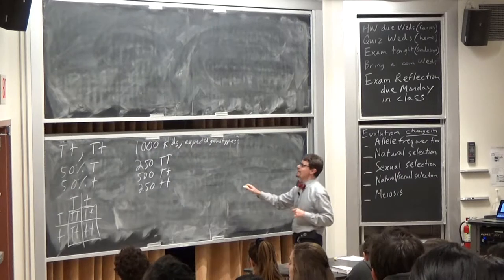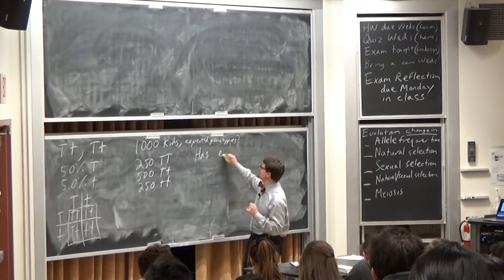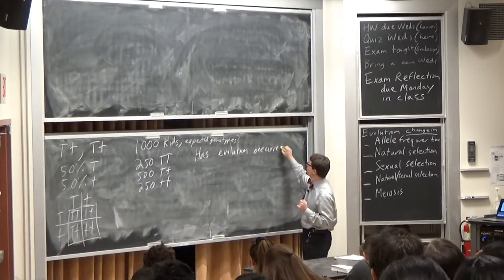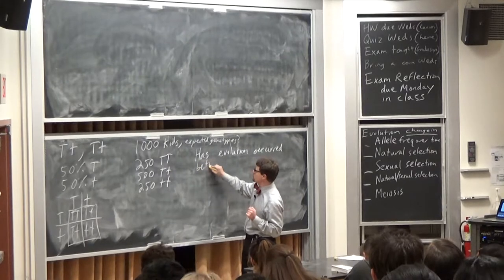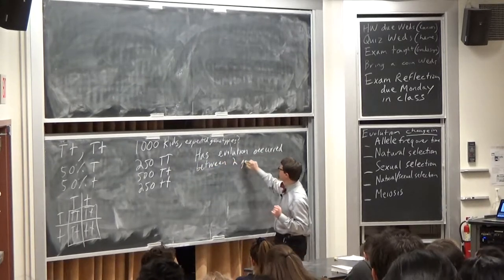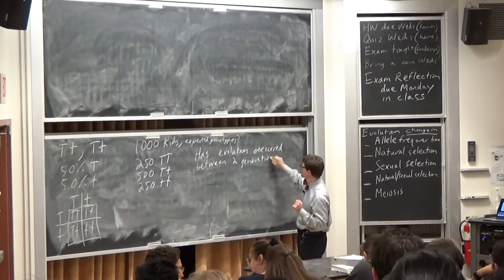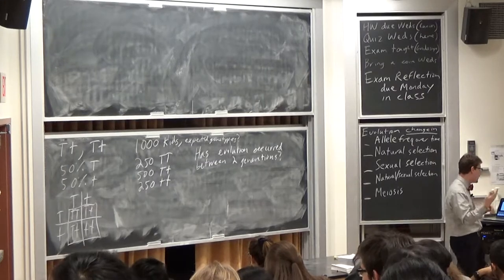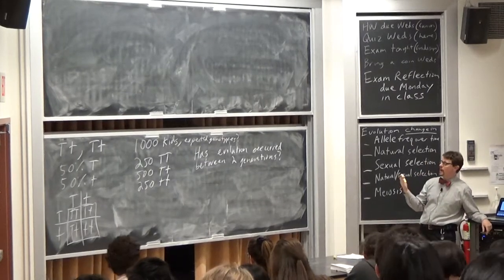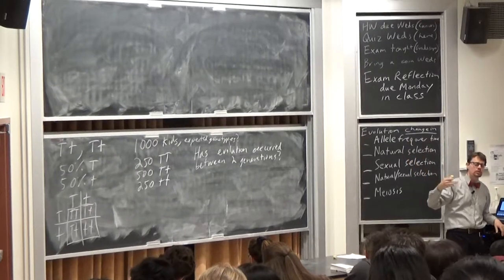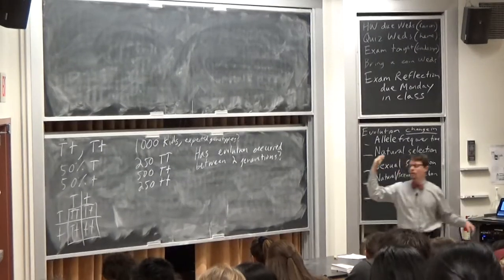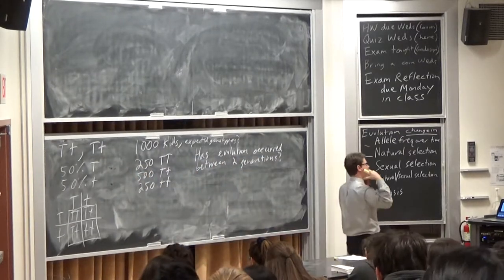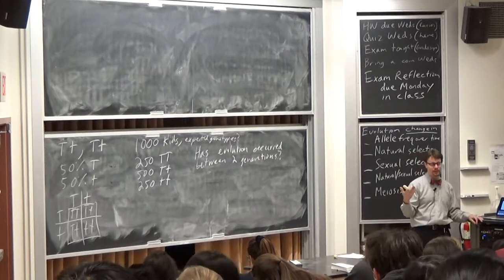Next question is, has evolution occurred between these two generations? So, for this one, let's take like 3-4 minutes, talk with whoever's around you, think about the definition of evolution, which is a change in allele frequency over time. Think about our allele frequencies in the original generation and our allele frequencies in the next generation, and whether or not the frequency of alleles has changed.